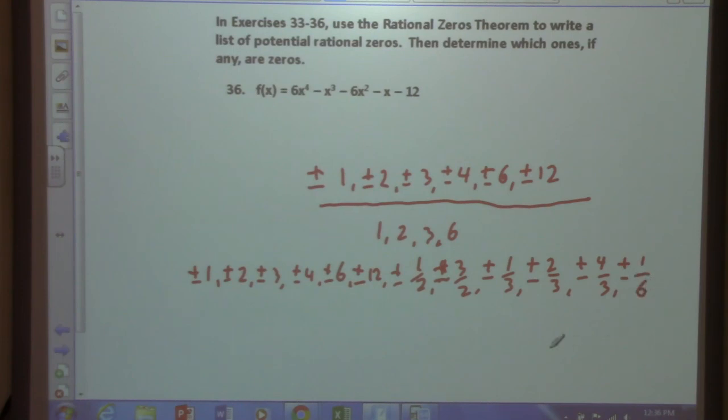Is that all of them? Yeah, because a lot of them simplify down to the same thing. If they simplify down to something that's already up there, we don't have to put it again. You just have to put it there once. As it turns out, 3/2 and negative 4/3 are going to be your real zeros in this bunch. So anyway, that's it.